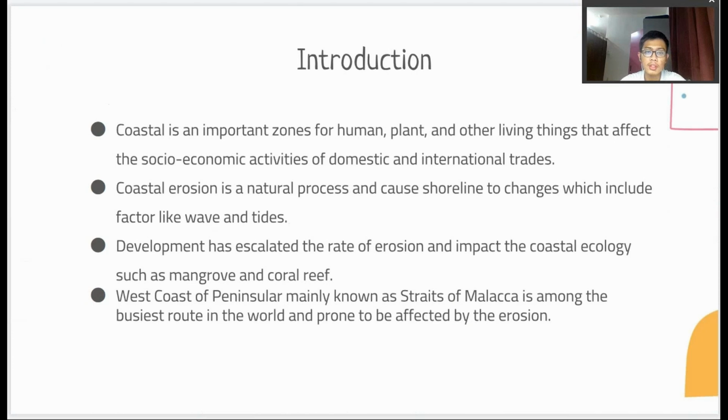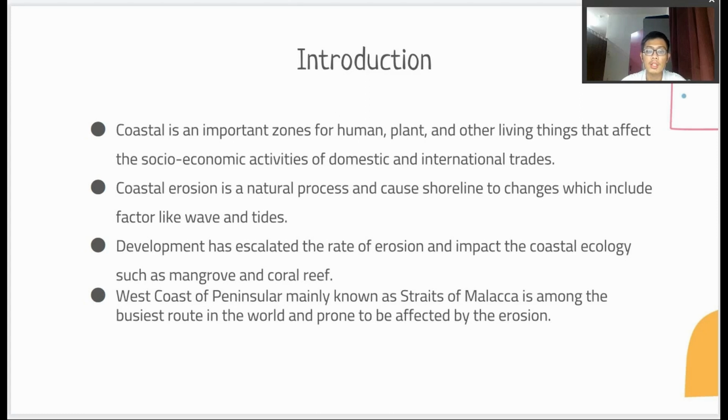So what is coastal? Coastal is a zone or border between the land and also the ocean. So coastal is an important zone for human, plant, and other living things that affect the socio-economic activities of domestic and international trades. So coastal erosion is a natural process and cause shoreline to change, which include factors like wave and also tides. There are also many types of coastal, and in Malaysia we know that there are two types of coastal, such as muddy coastal and also sandy coastal.